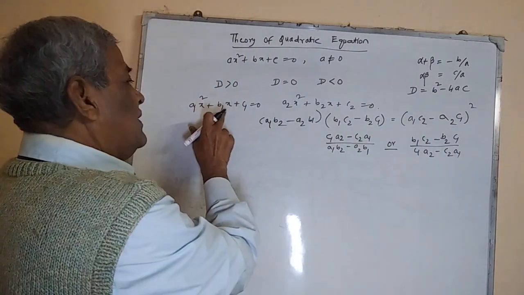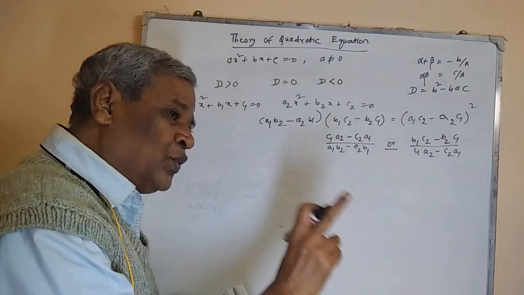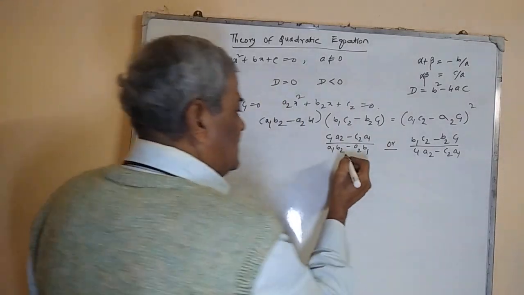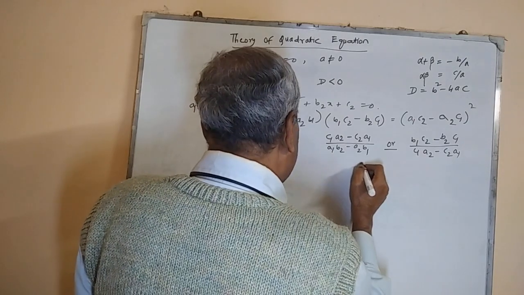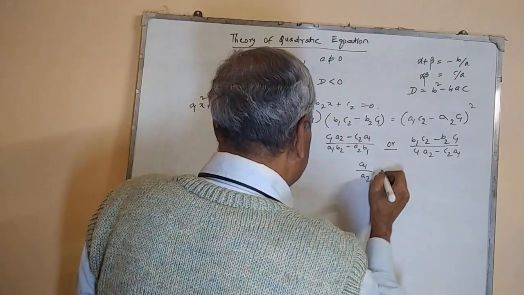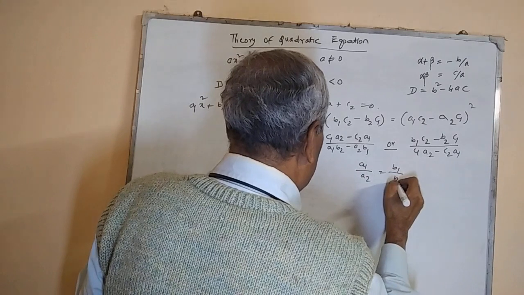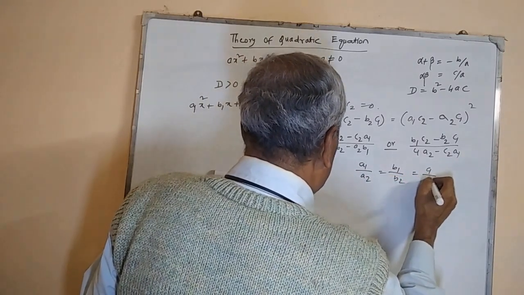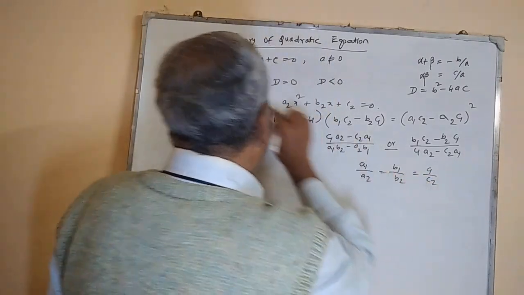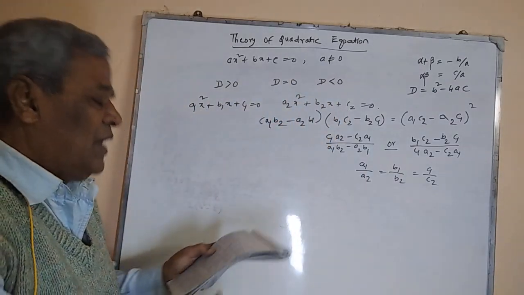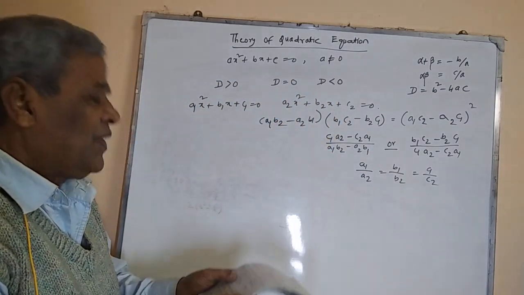If these two equations have both roots equal, the condition is a1/a2 = b1/b2 = c1/c2. In this case only, these two equations have both roots common.